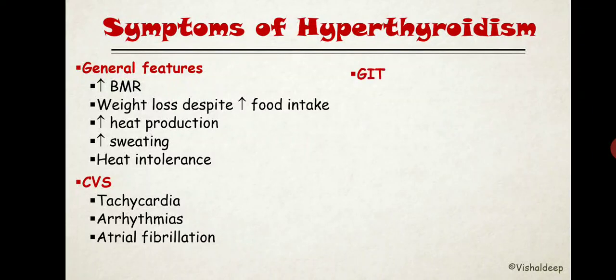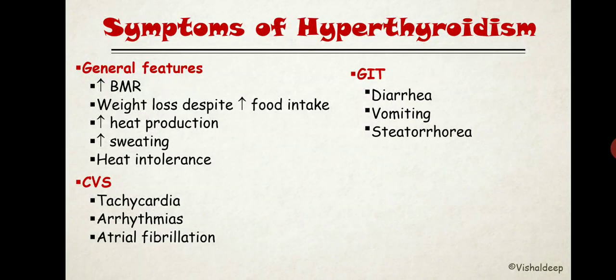Now what happens in the GIT? Thyroid hormone is going to increase the secretion of the digestive juice and increase motility. So ultimately it will lead to diarrhea, right? So in hyperthyroidism, there is a tendency to diarrhea, vomiting and steatorrhea.